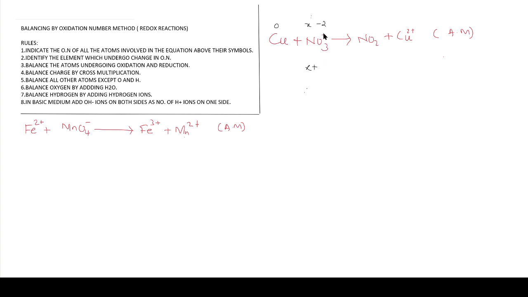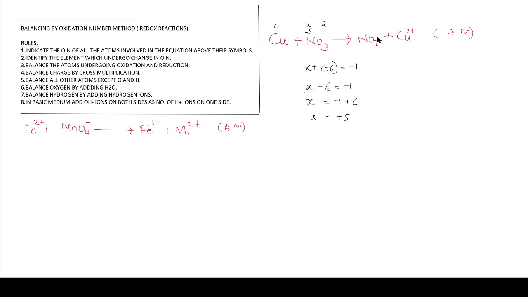Now X plus 3 times -2, that is -6, is equated with the charge of the ion, that is -1. So X plus (-6) is equal to -1. Then X is equal to -1, and -6 goes to the right-hand side as +6. So X is equal to +5. Here nitrogen has an oxidation state of +5.